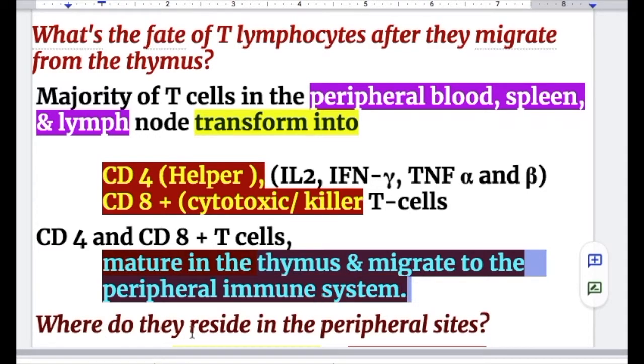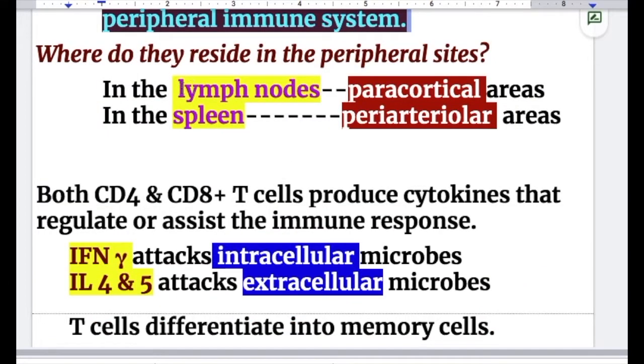So where do they reside? In the peripheral site. They reside in the lymph node or spleen, and in the lymph nodes they reside in the paracortical area, and in the spleen they are in the periarteriolar area. So the T lymphocytes, 2% in the circulation, 80% in the lymph nodes, transform into CD4 and CD8 cells, and in the lymph node they are in the paracortical region, and in the spleen they are in the periarteriolar area.